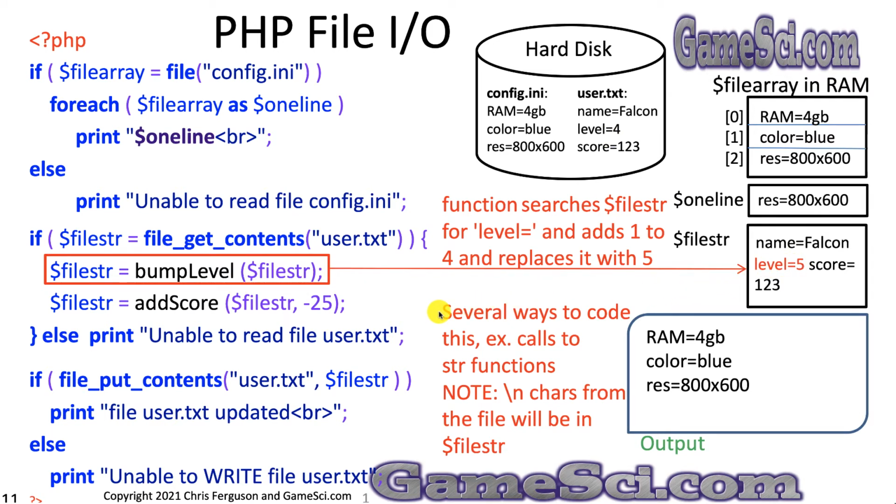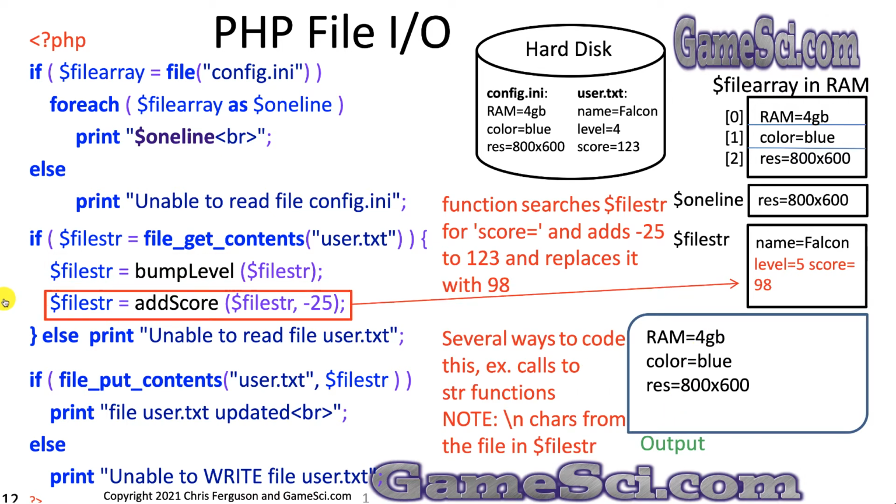Now there are several ways to code this. This example calls the string functions, but there's plenty of different ways to do this. Also note the \n characters from the file will be in $file_str. There is an end of line character here, an end of line character here, an end of line character here. When it's in a string, you really don't care about the end of line character, but it is there. I don't show this function. All it does is bump whatever the level number is to the next value in the sequence. 4 got bumped to 5.